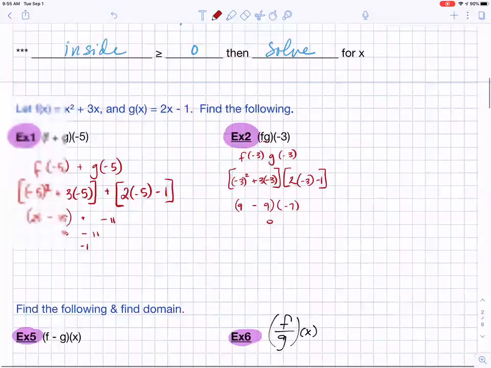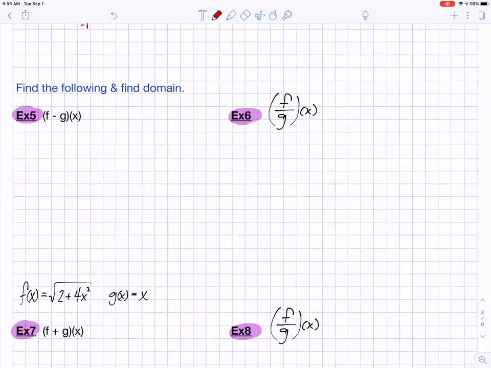Good question. All right, number 5. Find the following and find the domain. Guys, by the way, we're still using the same f and g functions. Here's where you need your 2 questions on domains. I believe this is on 2 separate pages, so go back in your notes and find those 2 questions on domain. Have those handy because we're going to be using them right here.